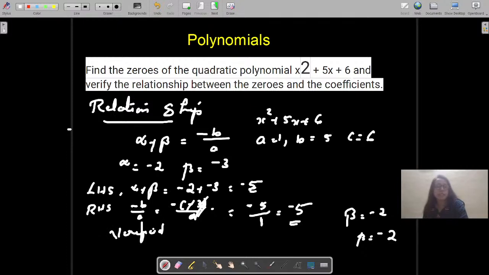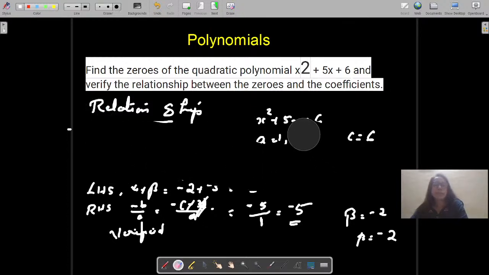Now we have to verify the product. How to verify this? The product of two zeros. So next we have to take the product.